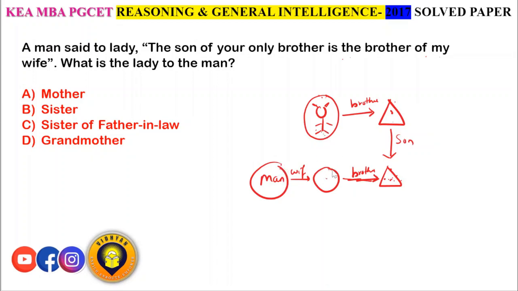See, this lady becomes the man's wife's father's sister, correct? Because this lady and this person, they are siblings, and their father is this person. So this lady becomes the man's wife's father's sister, right? The man's wife's father will become father-in-law. Wife's father's sister is sister of father-in-law. So the answer is option C, sister of father-in-law.